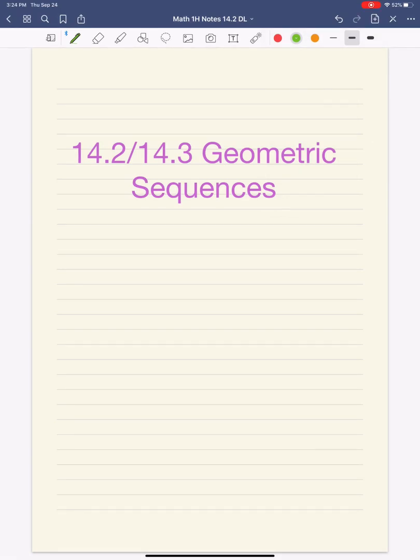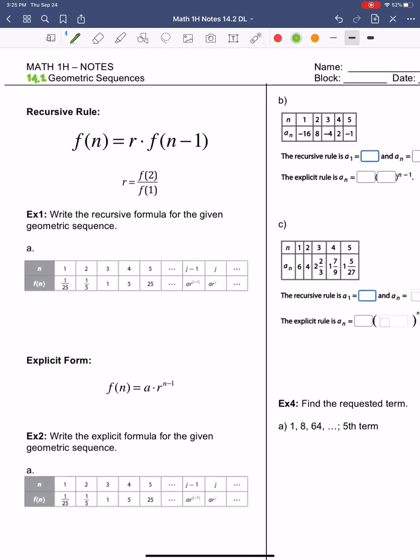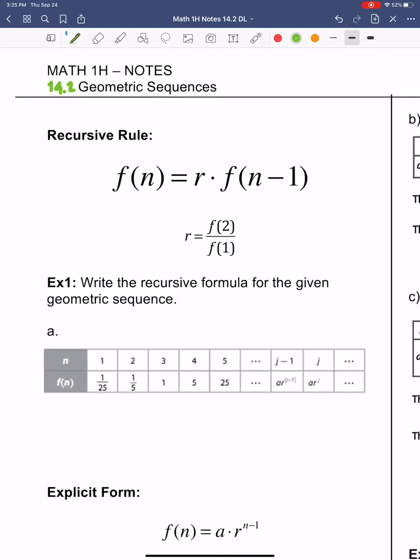Okay, we're going to jump into lesson 14.2/14.3, which is going to be on geometric sequences and exponential growth and decay. It's going to be broken into two videos. So this will be part one, which is going to focus on the geometric sequences portion, a continuation of last video, and then we'll get into exponential growth and decay in the next video, which would be more 14.3.